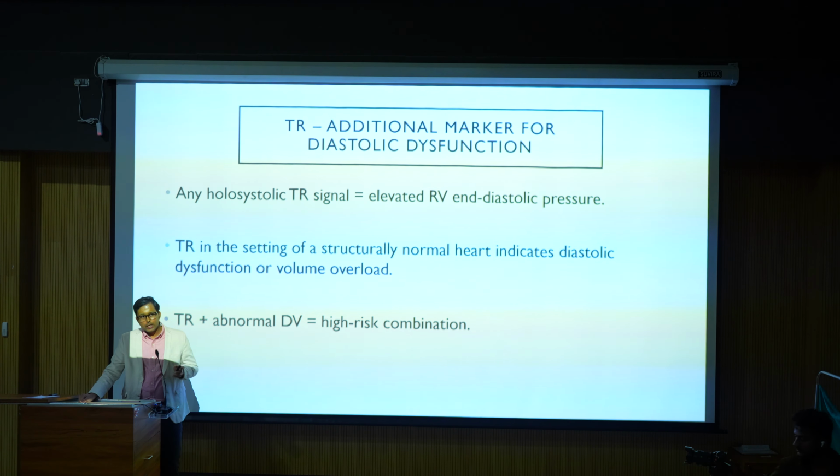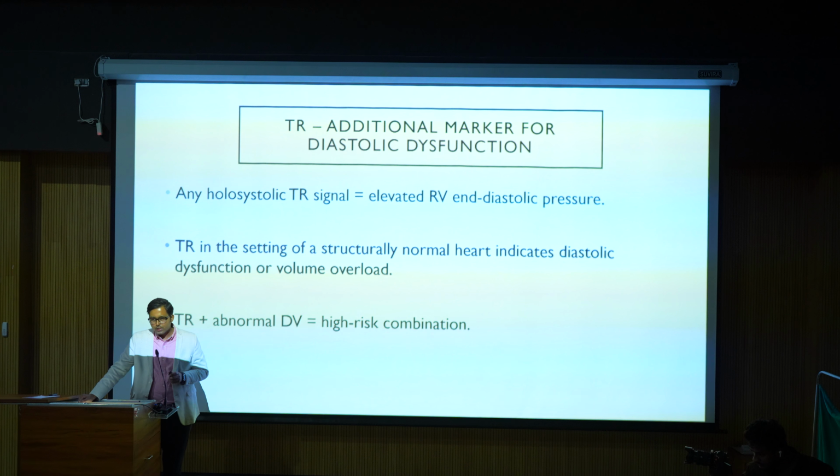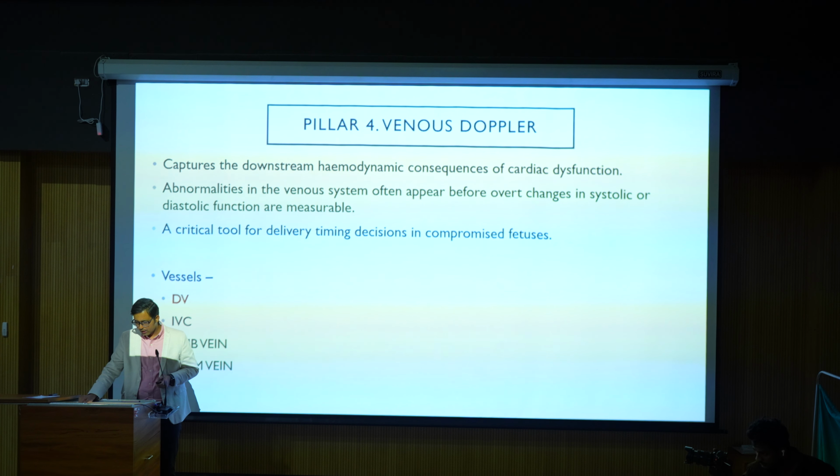So the combination of tricuspid regurgitation and abnormal DV is a high-risk combination, and we should definitely warn the referring physicians that something needs to be done in this case.